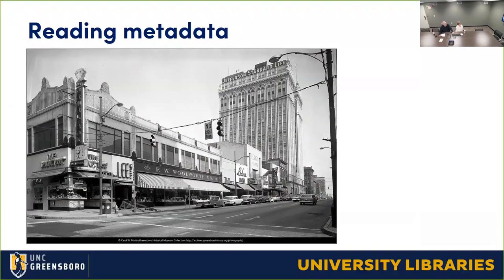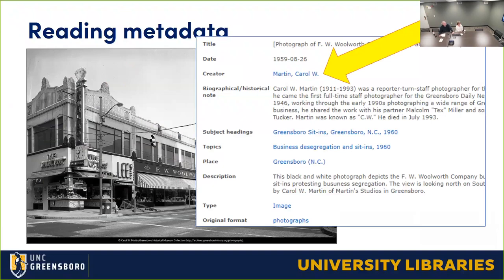So, when you get into these items, our digitized items, this is a lovely one from the Greensboro Public Library, a Woolworth store downtown, which is now the International Civil Rights Museum, and a bunch of other buildings that aren't there anymore. You're going to have some descriptions of the items that tell you a little more about it. For example, who created it, the format, possibly some biographical notes, some descriptions, some subject headings. Down at the bottom, you see the type and original photo format that will tell you what the original item that we've digitized was, which is helpful.